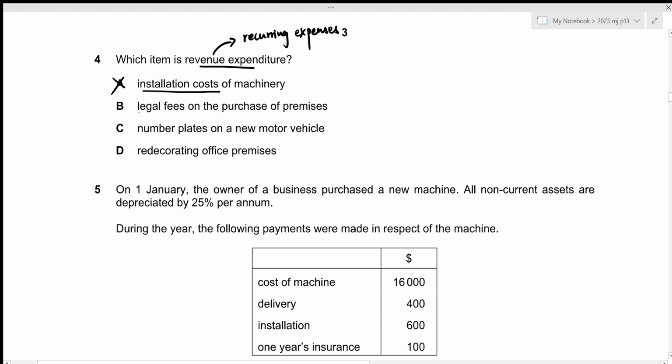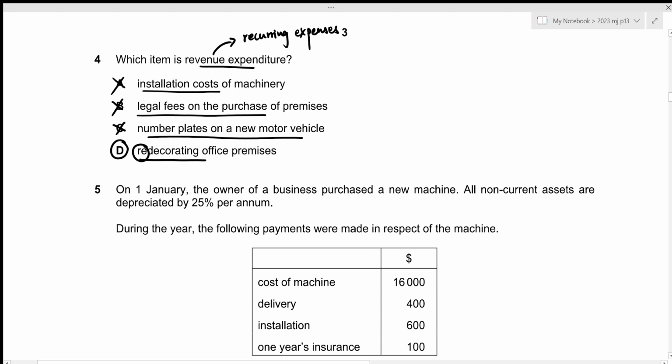The second one is legal fees on the purchase of premises. Again, this legal fee will only have to be paid once during the purchase of premises. It will not have to be paid time and again, which means that this is a non-recurring expense. So this cannot be revenue expenditure. For the third one, we have number plates on a new motor vehicle. So we only need to spend on number plates once, because once we have those number plates, we do not need to change it time and again. Again, this is a non-recurring expense which cannot be revenue expenditure. And the fourth one is redecorating office premises. This is redecoration, which means that we can decorate it time and again, which will make this a recurring expense, which is revenue expenditure. That's the correct answer.